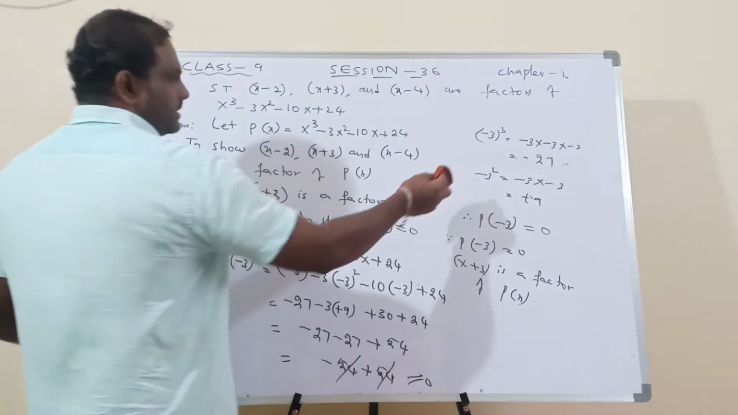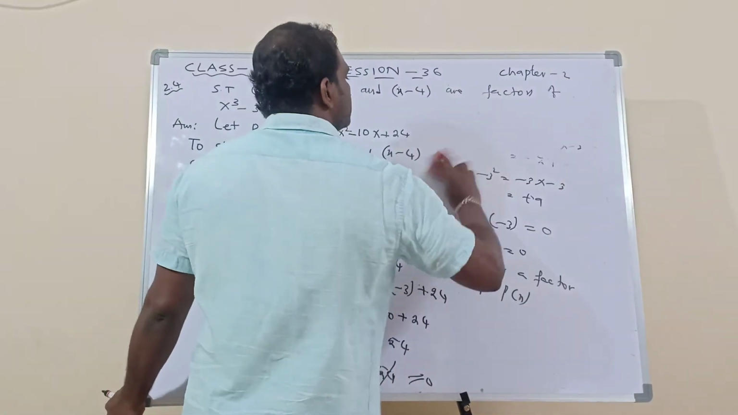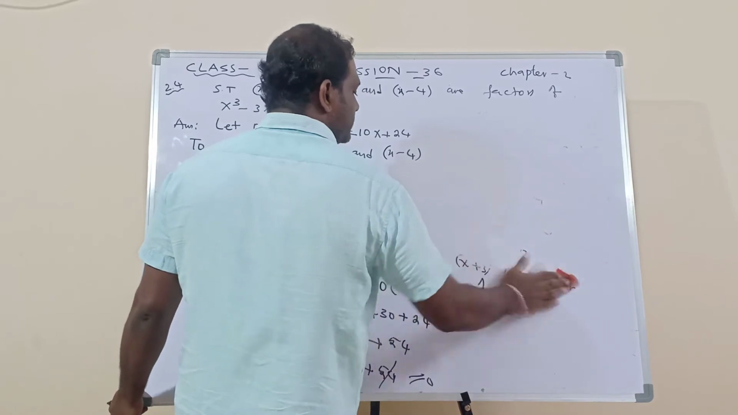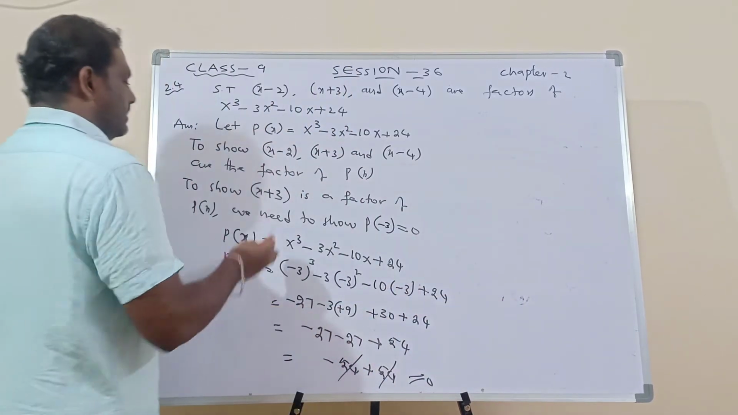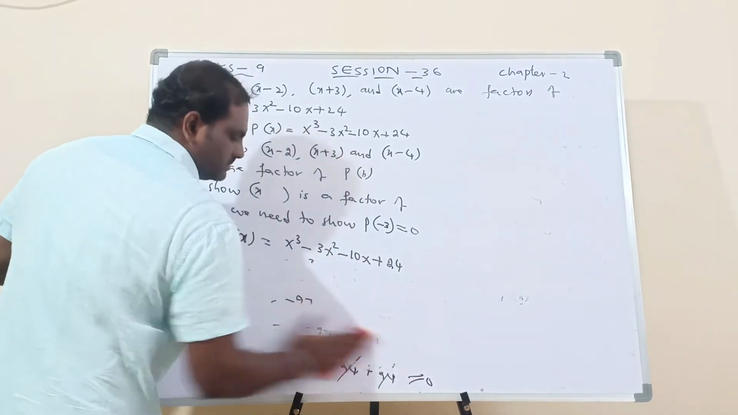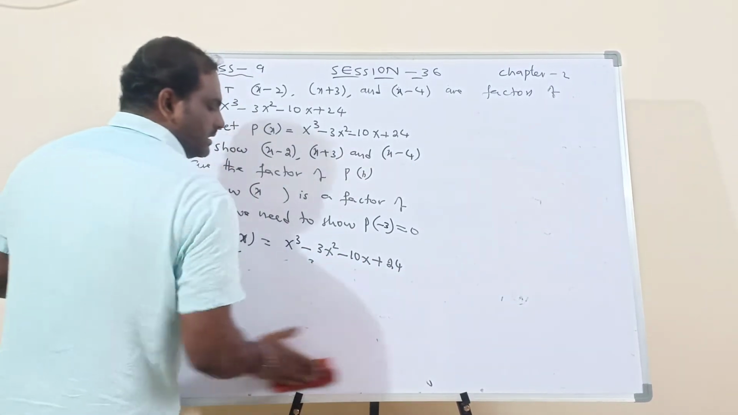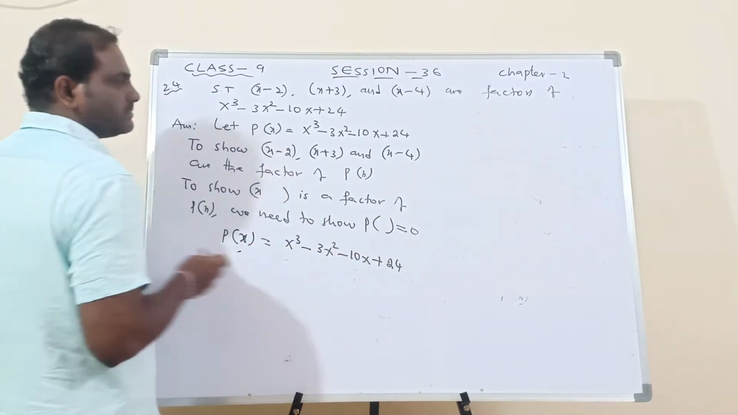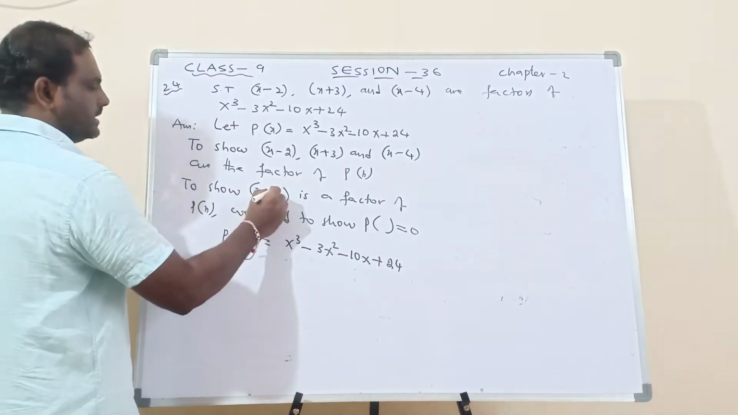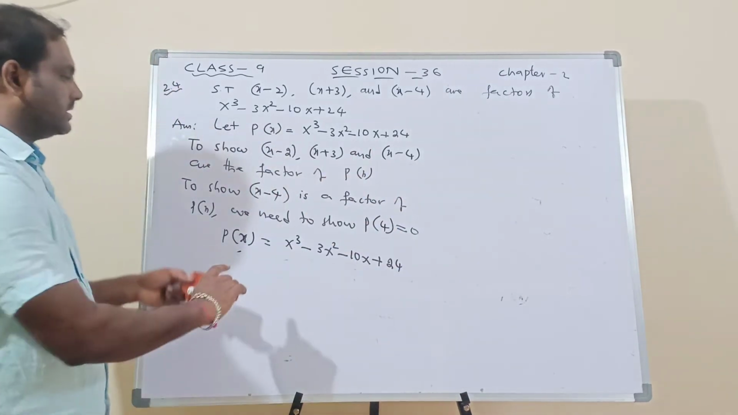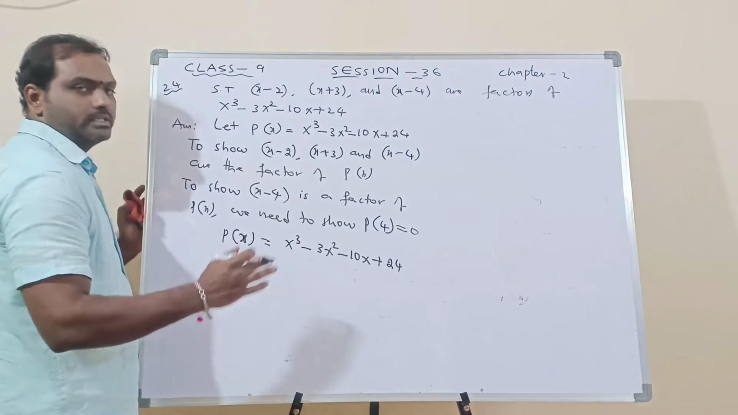Next, I'll go for the third question in the same question. What is the third one? What we have to show? x minus 4. So a small change here. Same method, same steps you have to follow. We have to check x minus 4. Here I should write 4, because x minus 4 is equal to 0, x is equal to plus 4.